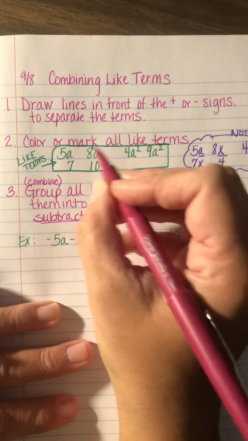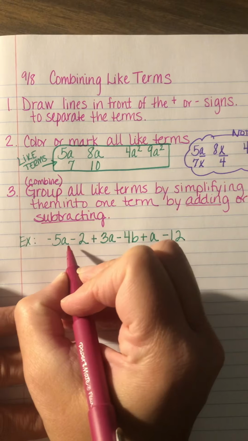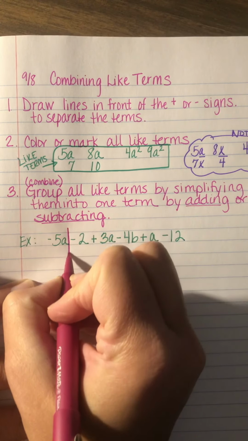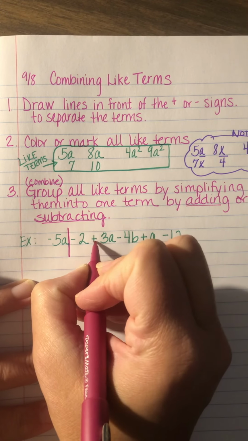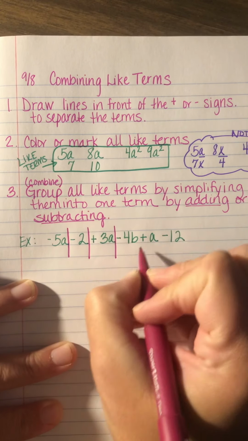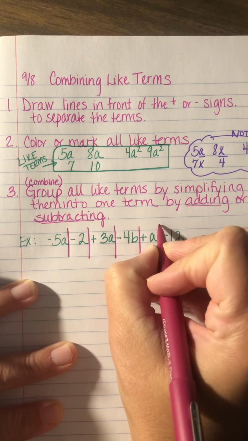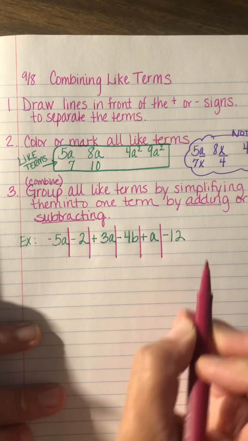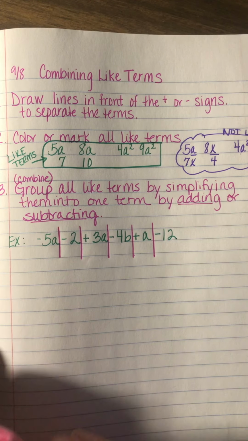The first step is we're going to draw our lines in front of the plus or minus signs. So right in front of this minus sign, we're going to draw a line. In front of this plus sign here, we're going to draw a line. Minus sign, draw a line, plus right in front of it. Now we have it separated into our terms. We're going to mark the like terms.